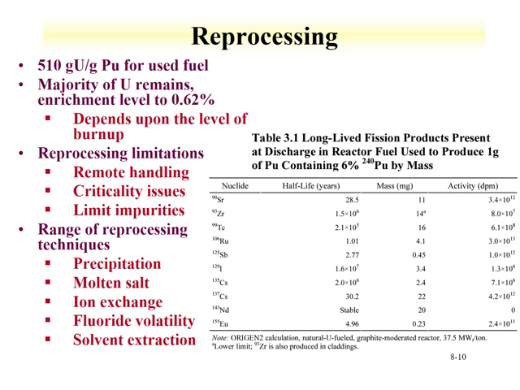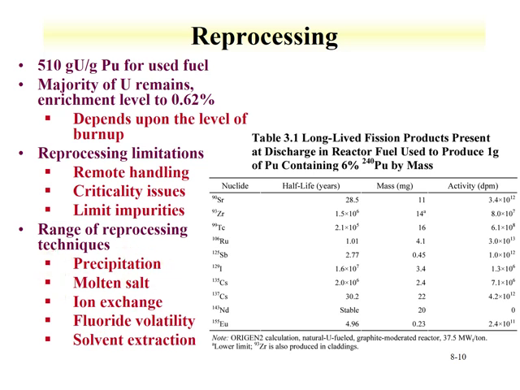One can get information about reprocessing, particularly related to remote handling, criticality issues, and the limit of impurities. So this can give an idea of what sort of techniques were used to recover and obtain the plutonium. Some of these techniques can be ones that were mentioned before, such as solvent extraction, ion exchange, fluoride volatility, molten salt, or even something such as a precipitation method.